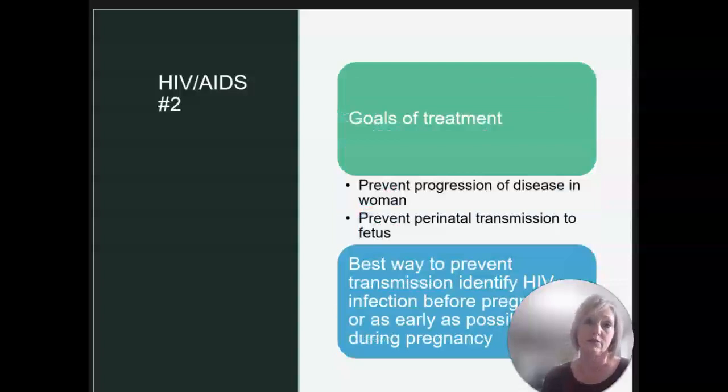The goals of treatment for a pregnant mom are to prevent the progression of the disease during pregnancy, so we're going to keep a look at the viral loads and the T cell counts. We also want to prevent any transmission to the baby. The best way to prevent it is to start treatment early on in pregnancy. So it's very important that they get that started really early in their pregnancy.